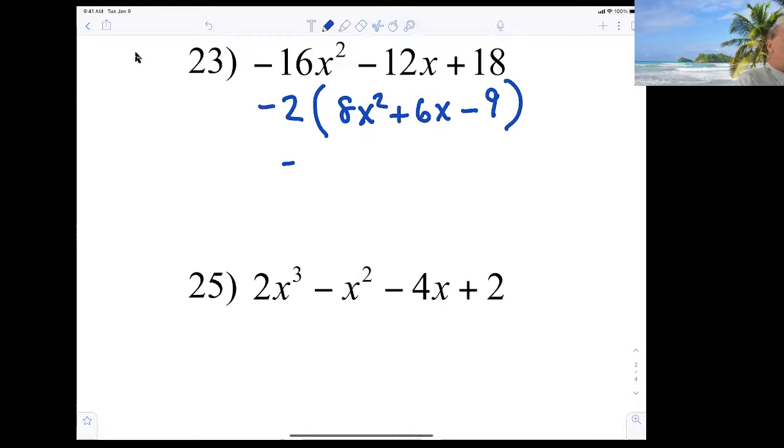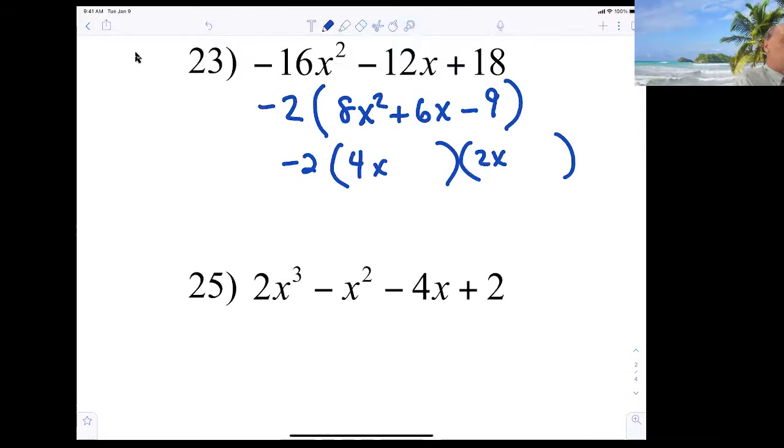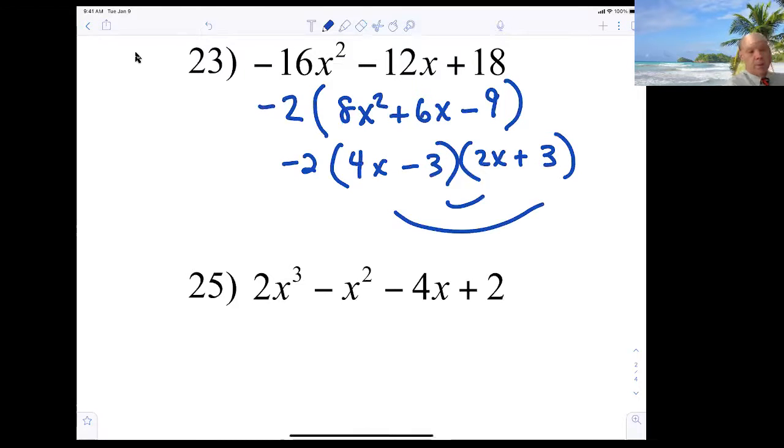All right, now it's a matter of, does this factor? So middle factors of 8, I'd probably start with 4x and 2x, and then we're going to try 3 and 3. Basically, but the 12 has to be positive. So I want the first 3 to be negative and the second 3 to be positive. Believe it or not, that is correct.